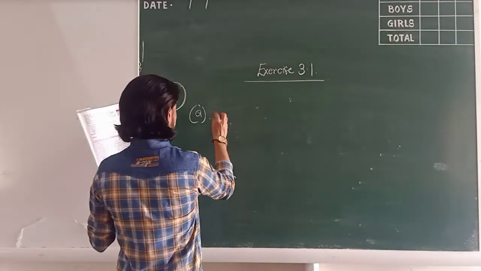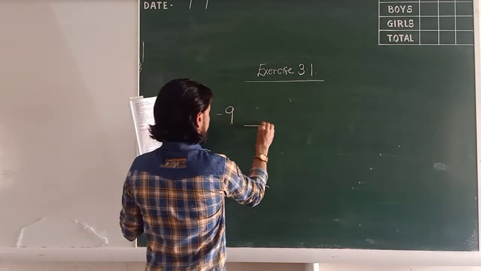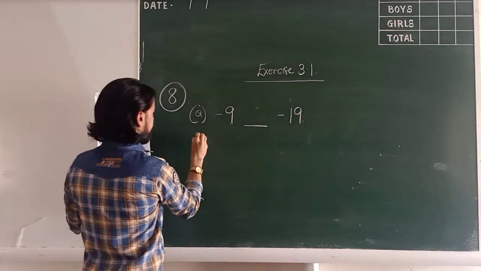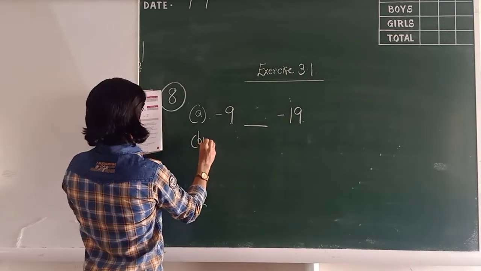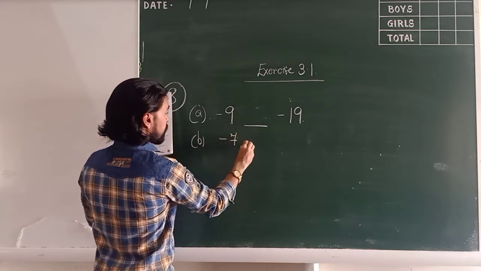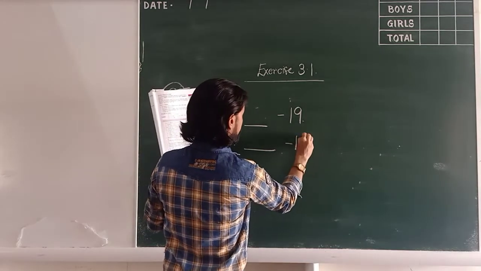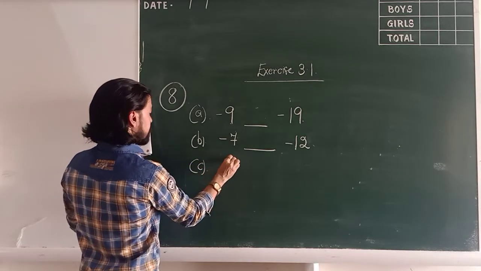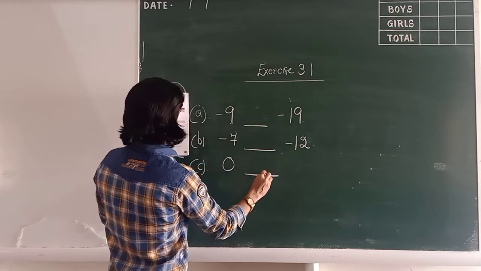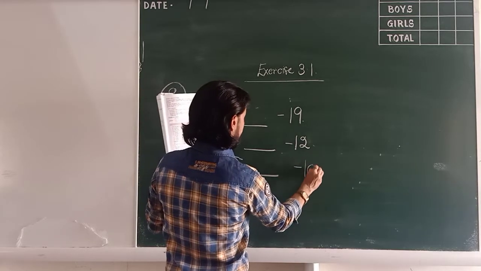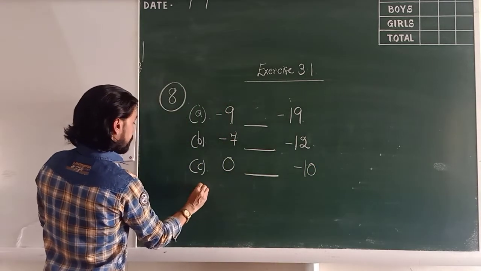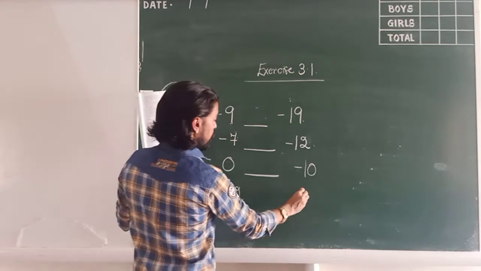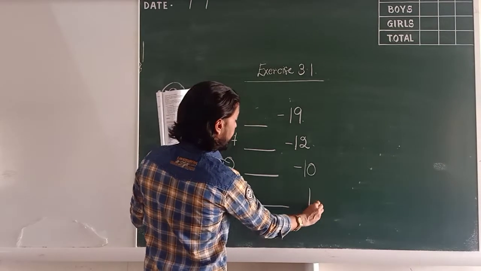We have minus 9, space, minus 19. B is minus 7, minus 12. C is 0, minus 10. D is minus 2 and 1.